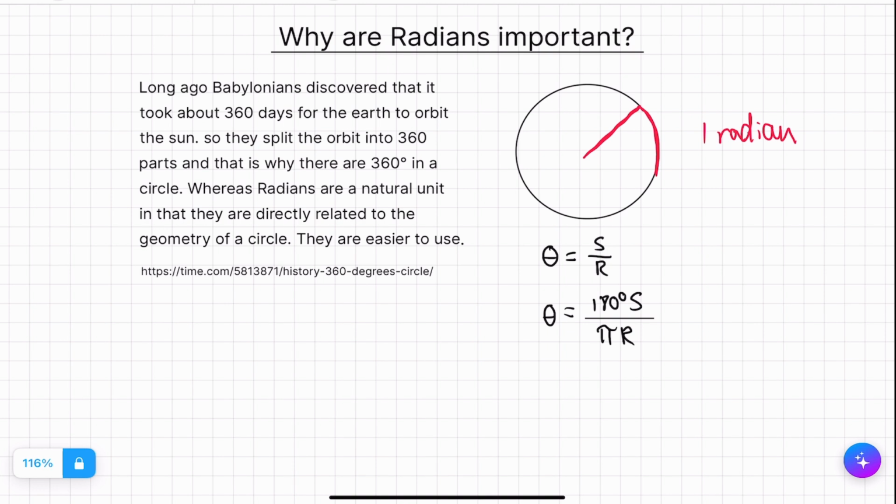So degrees are simply invented by humans and aren't really based on the geometry of a circle, whereas radians are. We learned earlier that when the arc length and the radius are the same length, that's equal to 1 radian. So radians are a natural unit in that they are directly related to the geometry of a circle. And as you get more advanced in mathematics, you will most likely find that they are easier to work with. That being said, both degrees and radians are still very important and have many uses, so it's important to be able to work with them both.